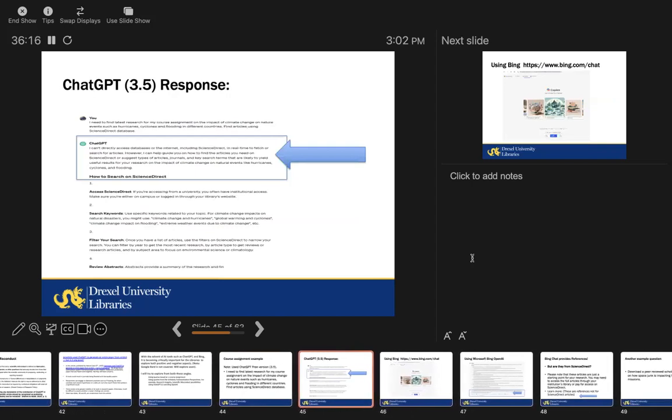You may not be able to read it from the back, but I'm reading it. This is the ChatGPT response: I can't directly access databases or the internet, including Science Direct, in real time to search for these articles. However, I can help guide you. Because the ChatGPT free version did not have access to Science Direct that the library has. So if you rely only on this, how do you know that you have actually done an in-depth search?